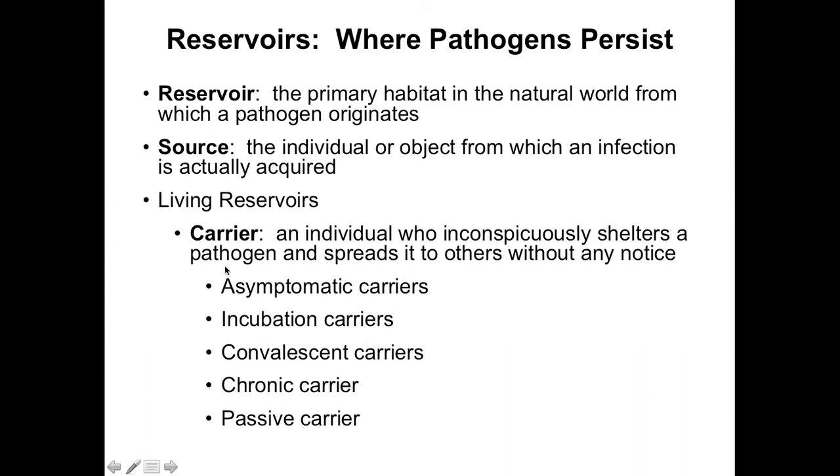You have asymptomatic carriers. These are people who do not exhibit symptoms, but they still carry the organism. You have incubation carriers. These are where the organism incubates, grows, and divides, but doesn't necessarily make the person sick, but they can then transmit it on. You have convalescent carriers. These are people who are getting over the disease, and as they're getting over it, they're still infectious. You have chronic carriers. These are people who are always carrying the organism but don't always display symptoms. And then you have passive carriers. These are people who transiently carry the microbe. It's not actually growing and dividing in them, but they get it, they transmit it, and then it goes away.